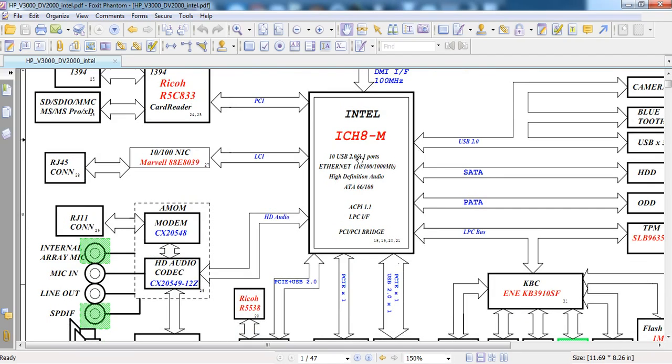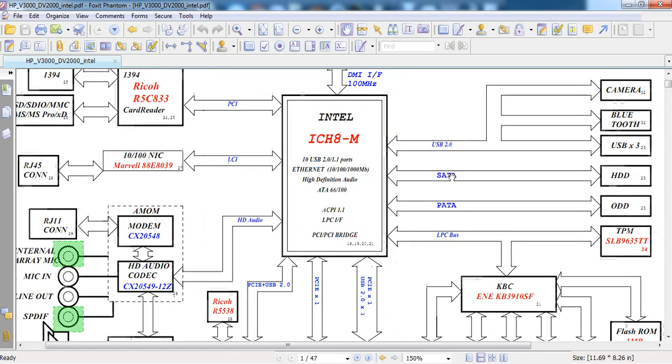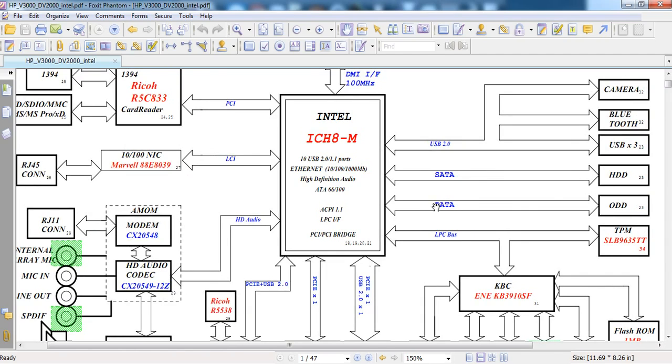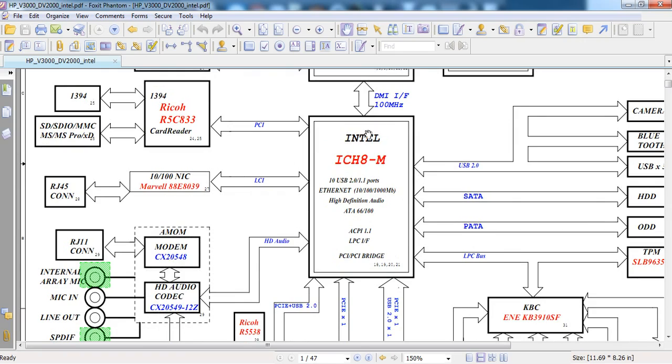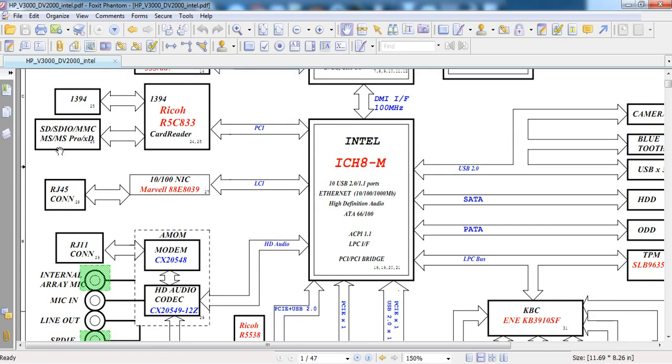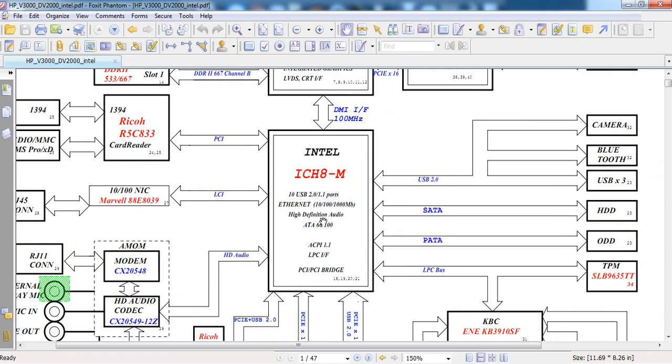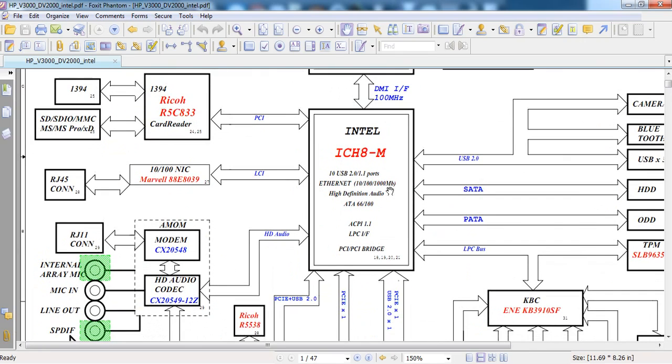ICH2 and ICH4 contain USB 1.1, and ICH2 does not contain the serial ATA option. Serial ATA is a little higher speed compared to parallel ATA. This is a SATA hard disk drive. This is a parallel ATA optical disk drive. So this ICH controls all the inputs and outputs fixed on your laptop motherboard.